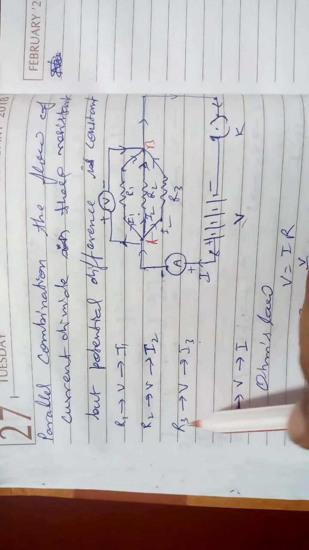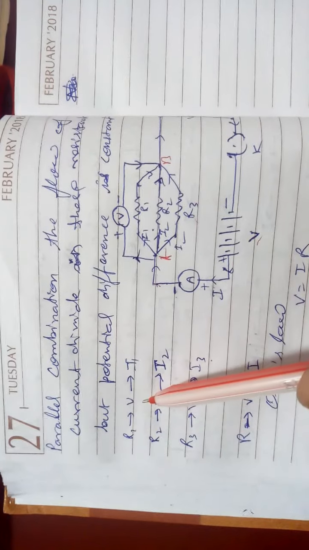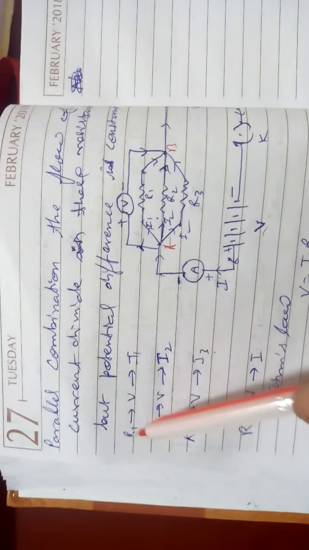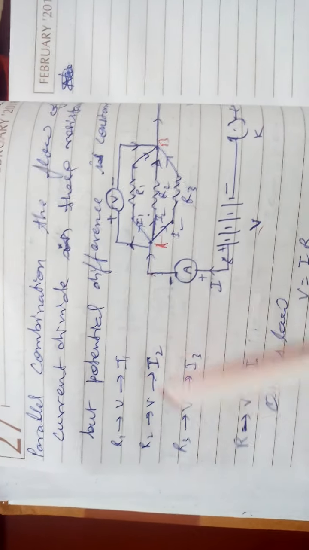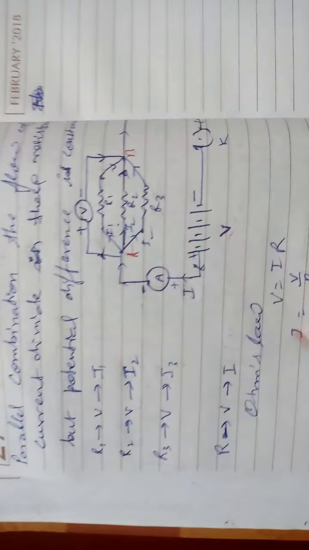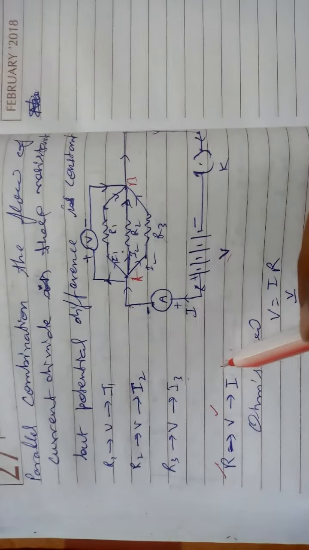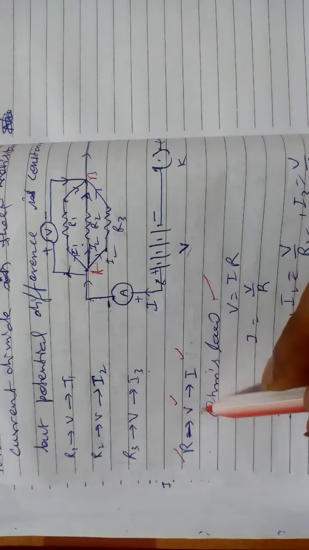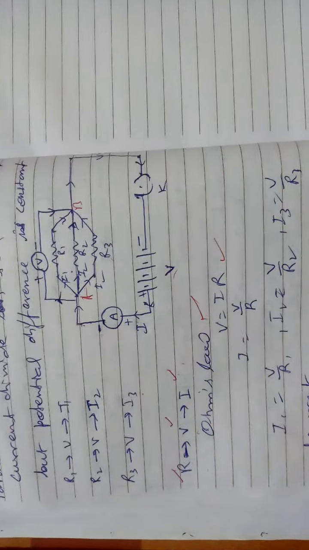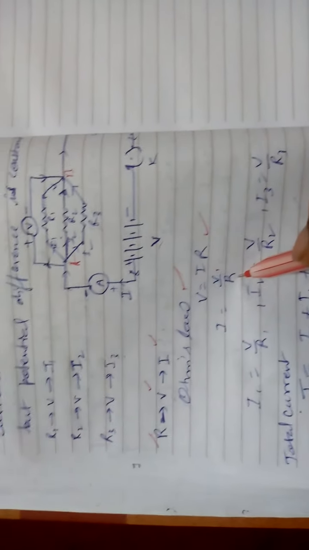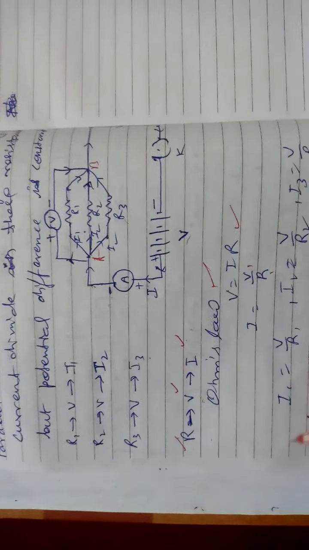I have written it in symbolic form. R1 has potential difference V and current I1, R2 has V and I2. These currents depend on R1, R2, R3, not on V. The resultant resistance is R, the resultant potential difference is V, and the resultant current is I. According to Ohm's law, V is equal to IR for the resultant. Then current I is equal to V upon R.